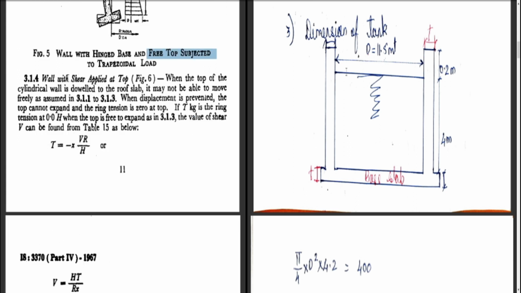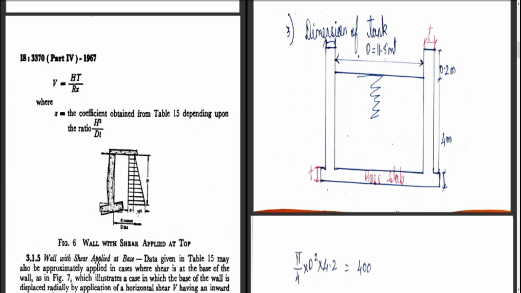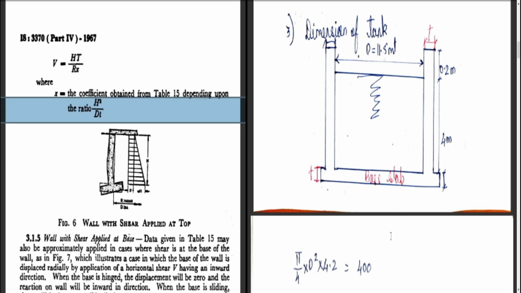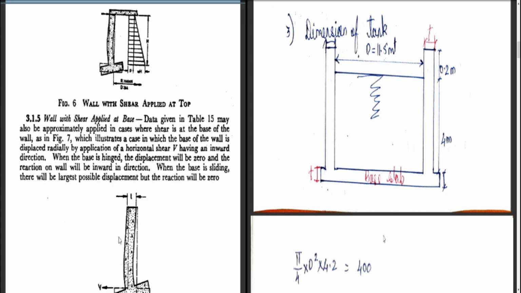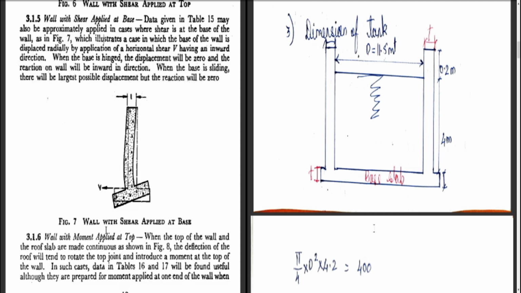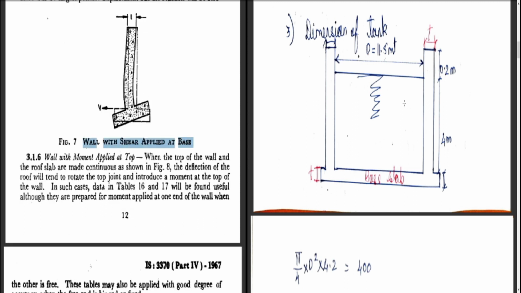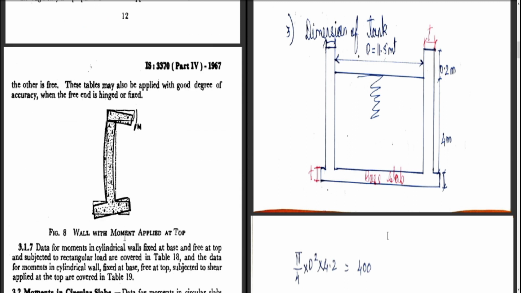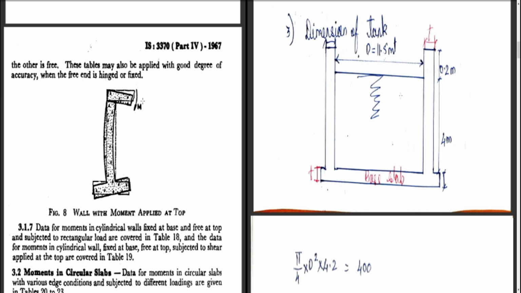Then next is walls with shear applied at the top. You can see shear applied due to the covering. Then walls with shear applied at the base, and walls with shear applied and movement applied at the top. So many are the conditions. Now let us see in which condition our question falls.